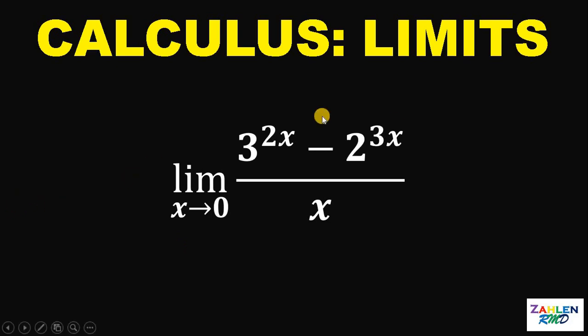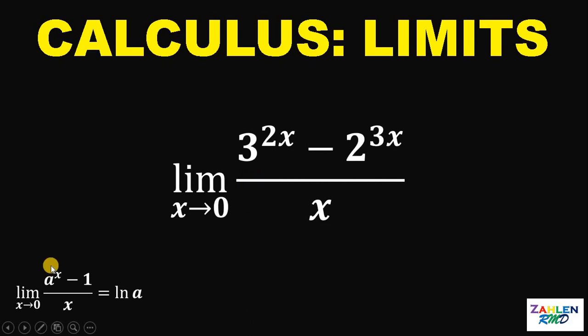Now seeing this kind of limit, we have an exponential in the numerator and a linear term in the denominator. This reminds me of the identity that says that if the limit of (a^x minus 1) over x as x approaches 0, wherein a is a constant, is equivalent to just ln of a. Now the question is, what are we going to do to use this identity?